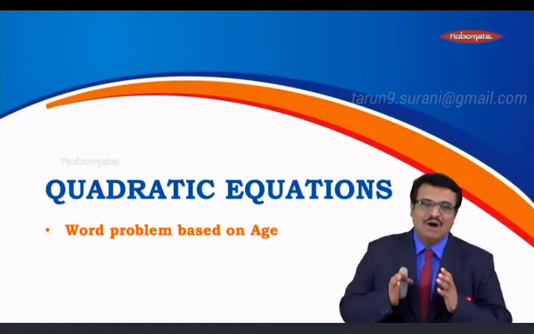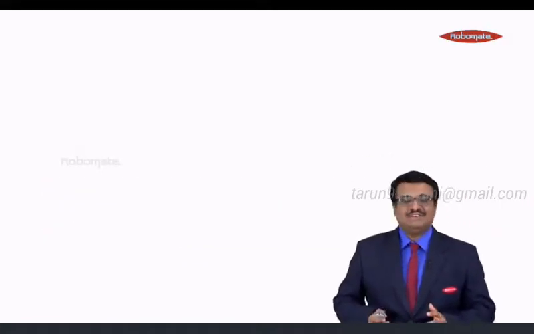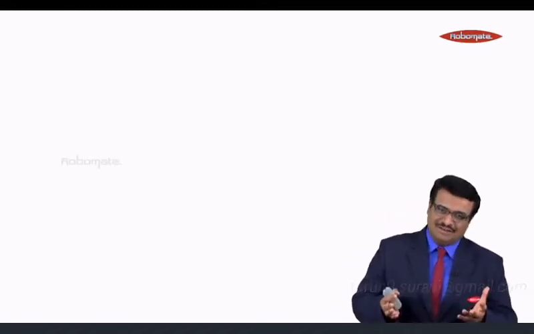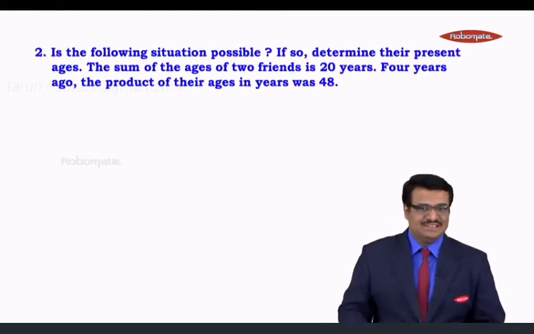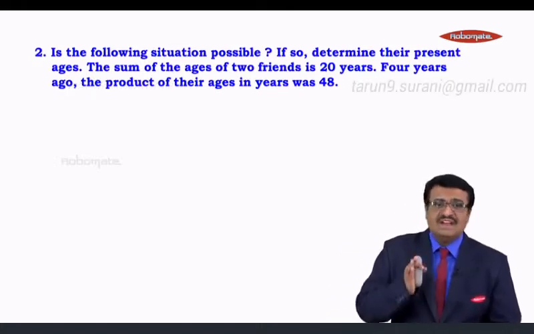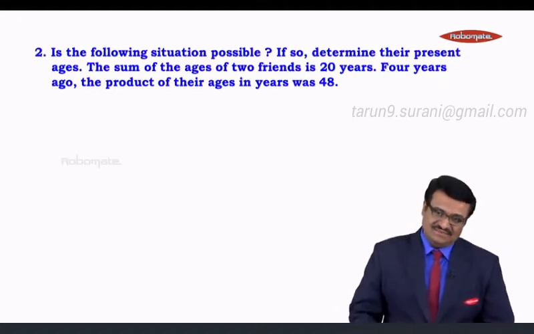We are going to take up a word problem on age. In this module also we are going to check whether a situation is possible or not. So let us take up the question: is the following situation possible? If so, determine their present ages.